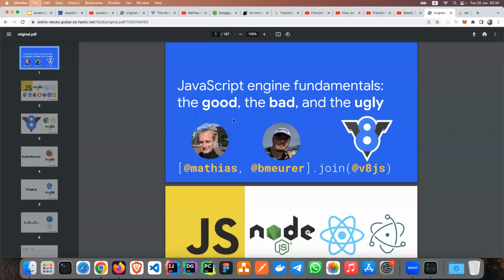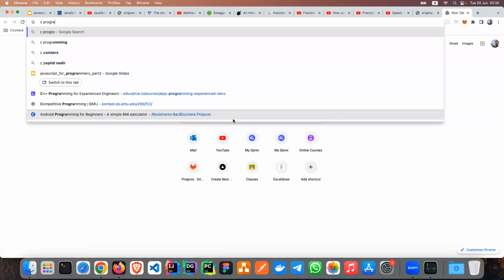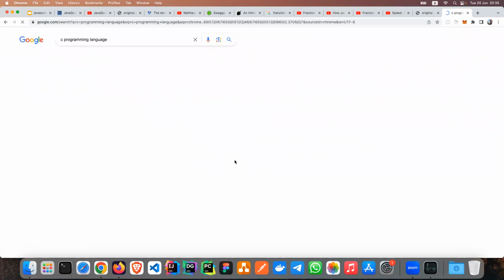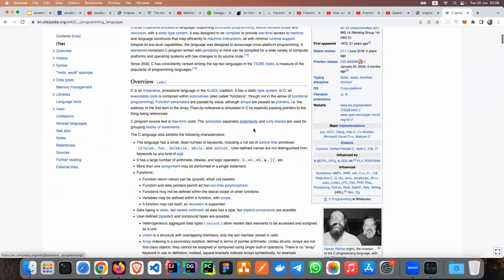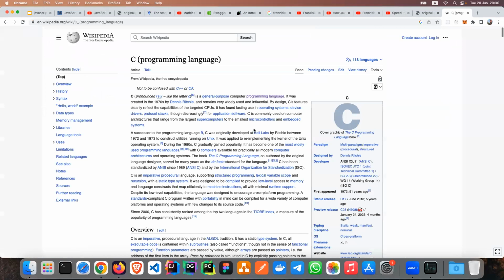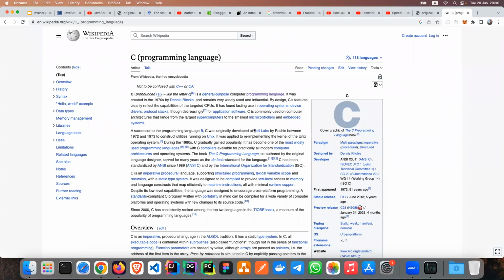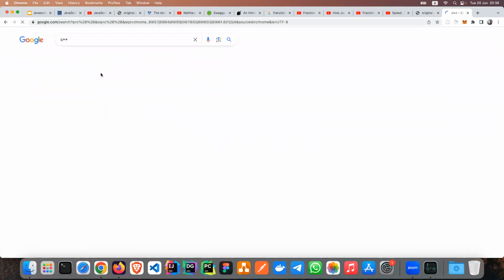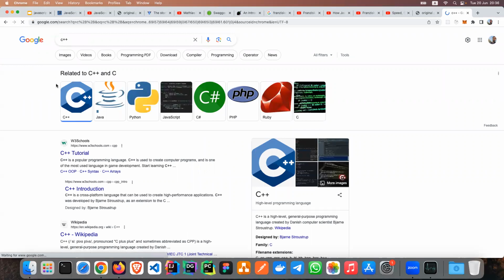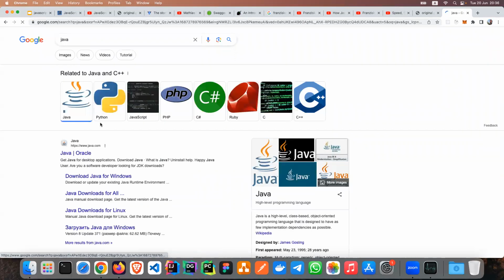We have many programming languages, like C. You might have heard of the C programming language. It's considered the father of all languages. It's not really the father, but there was also another programming language before this one. We also have, for example, C++, which was released after the C programming language. We have Java, which is also another programming language.